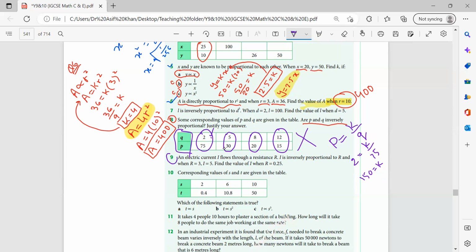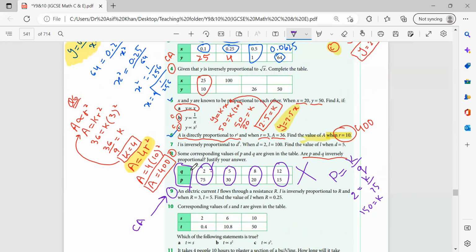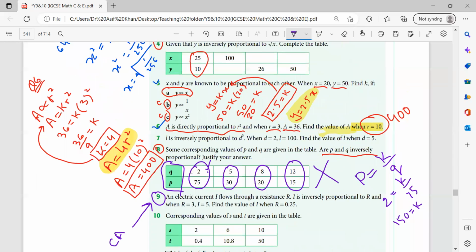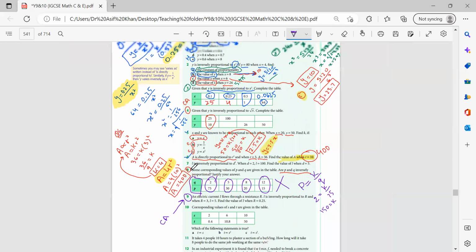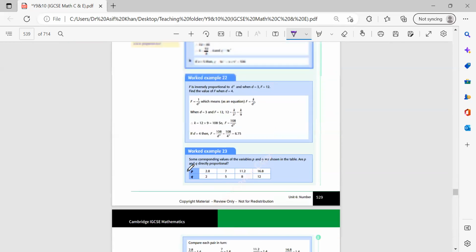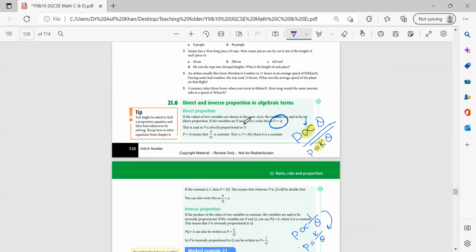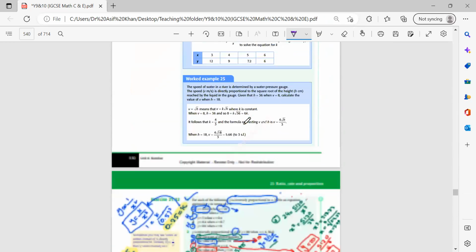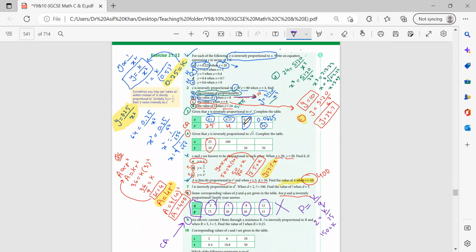Now question number 9 I am giving you as class activity. This one is a physics related question. You can take the screenshot of this one, boys, and send this class activity part to me. Any question related with direct and inverse proportion? Today we discussed both direct and inverse proportion in algebraic expression form. Any question? No, sir.